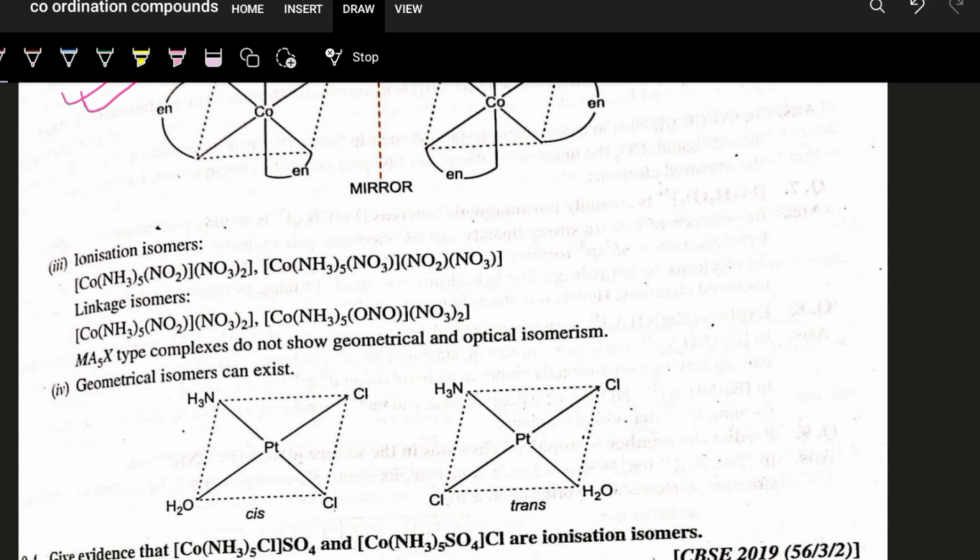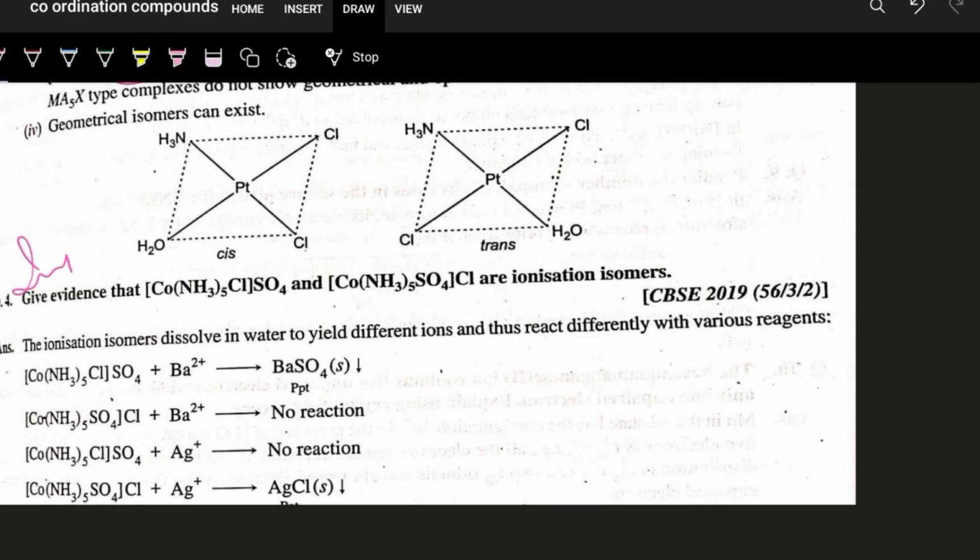In the next case, again, apply ionization isomerism, and apply linkage isomerism. Why ionization isomerism? You can see that the ligand is becoming the counterpart over here. For linkage isomerism, NO2 is there, so you can write ONO over here. So like this you have to apply the concept. Now this is a very important question.